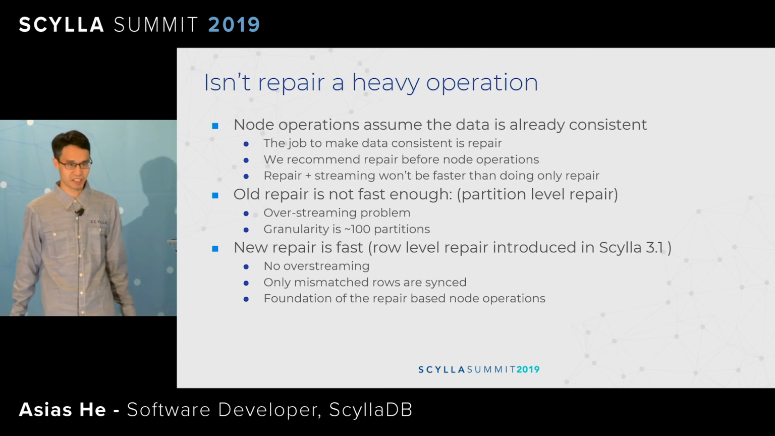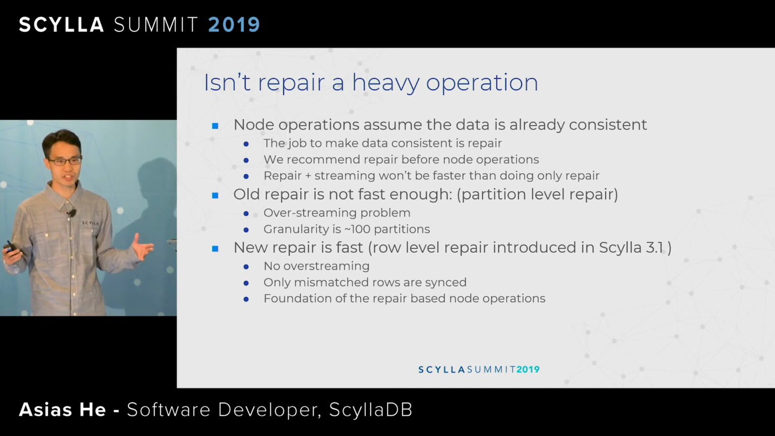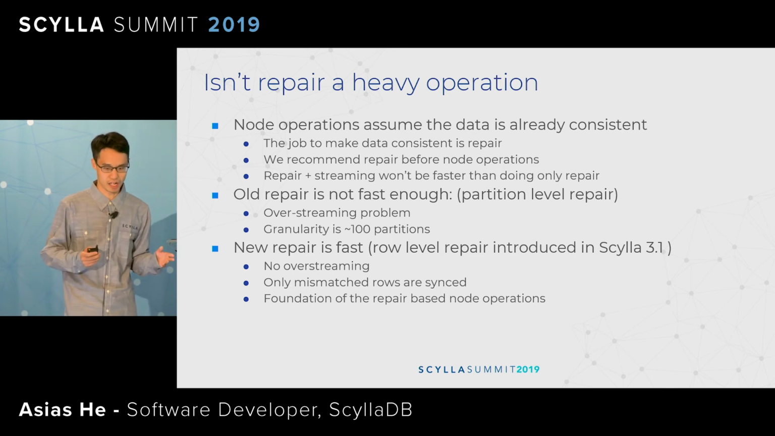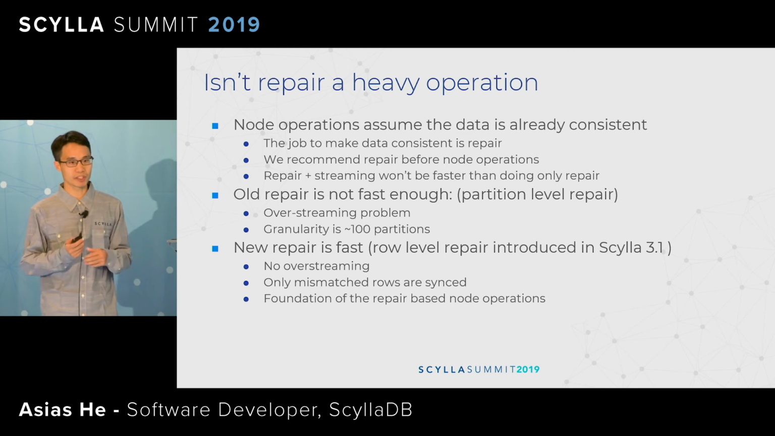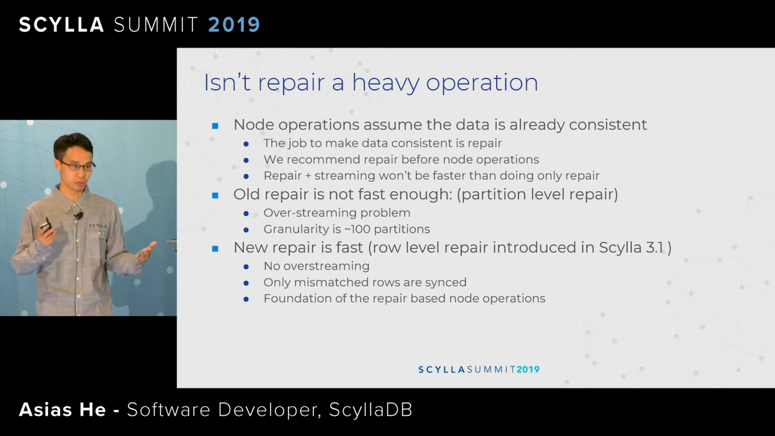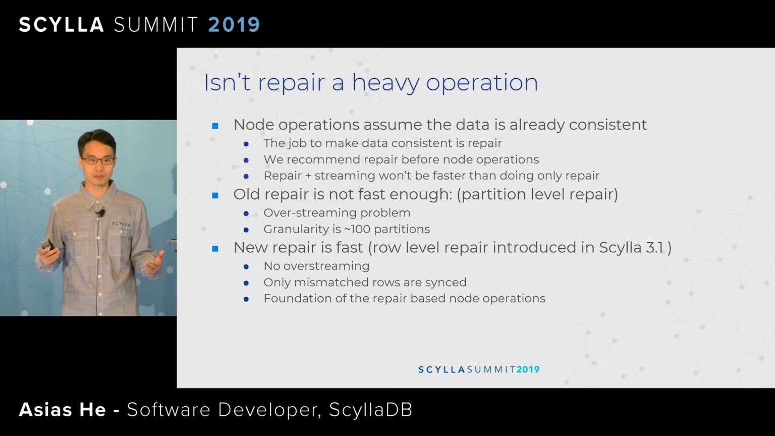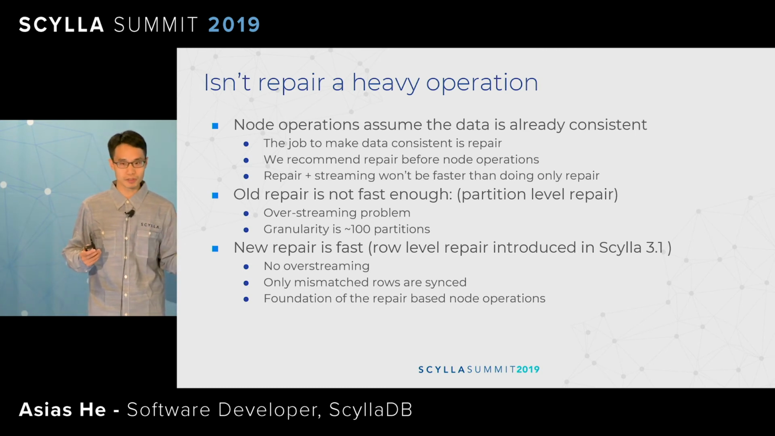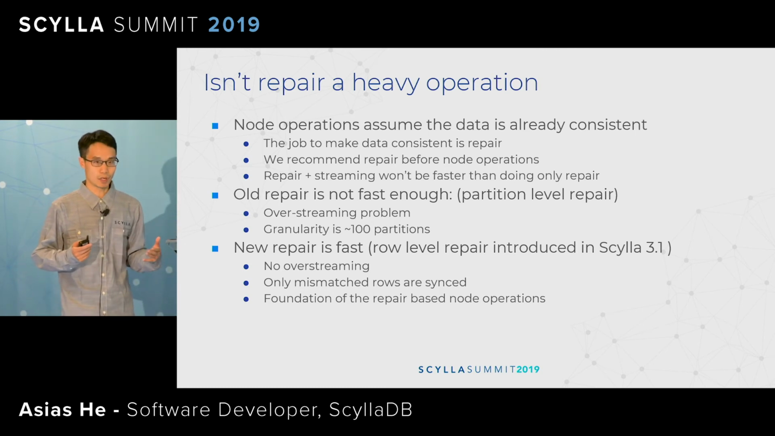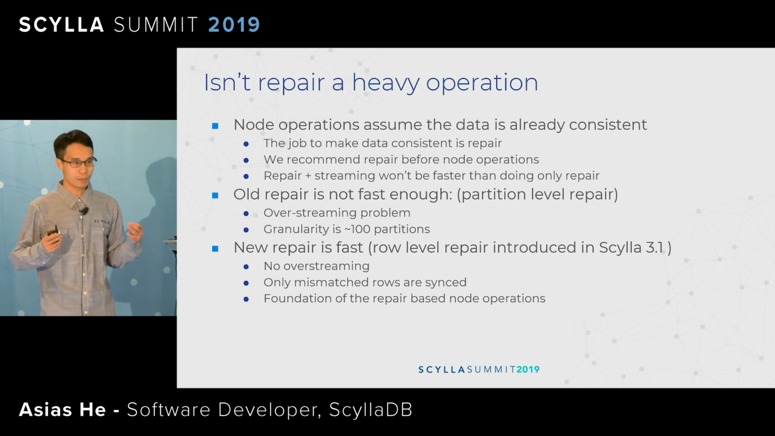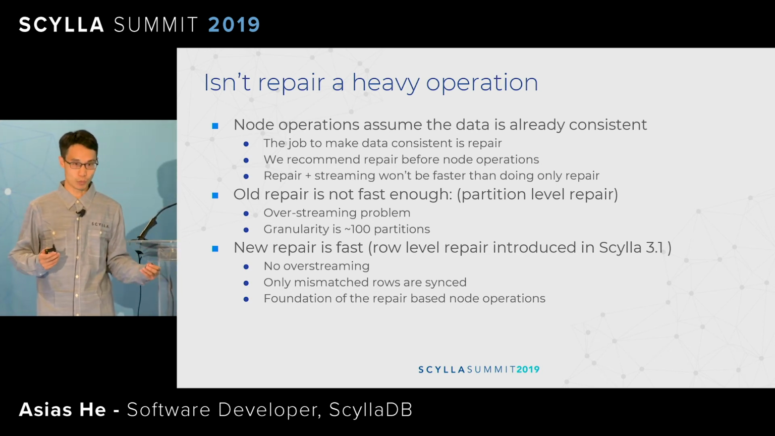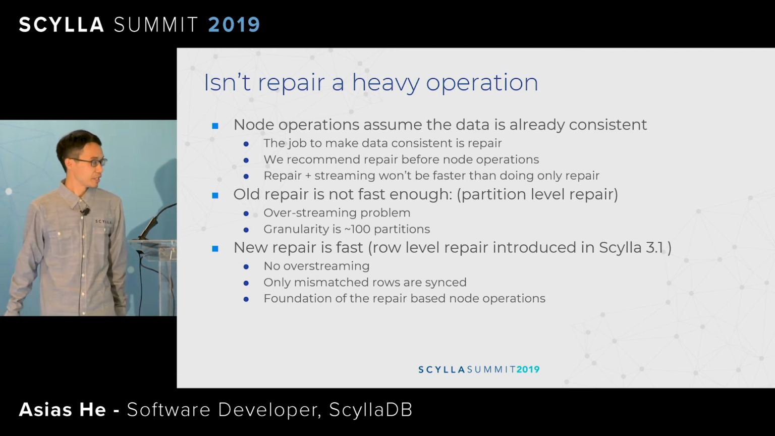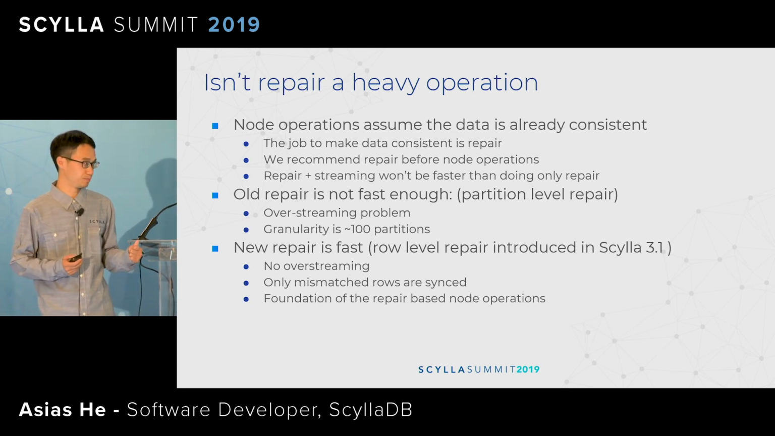But wait, isn't repair a very heavy operation and slow? Currently, the node operations assume that the data is already synced, and the job is not the node operation itself. The job is repair, to guarantee the data is consistent. So we recommend people run repair before the operations, but the repair and the streaming operation will not be faster than only doing repair alone, right? Yes, the old repair is not fast enough.